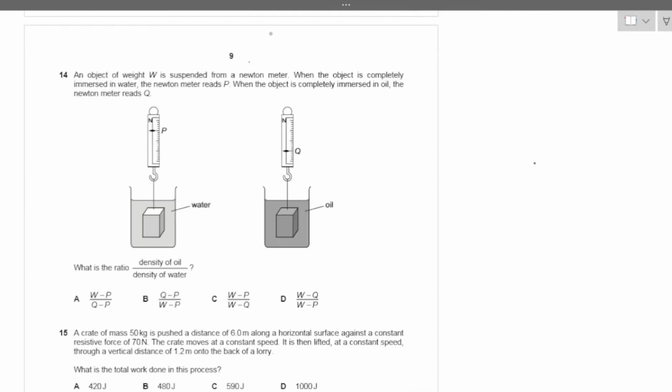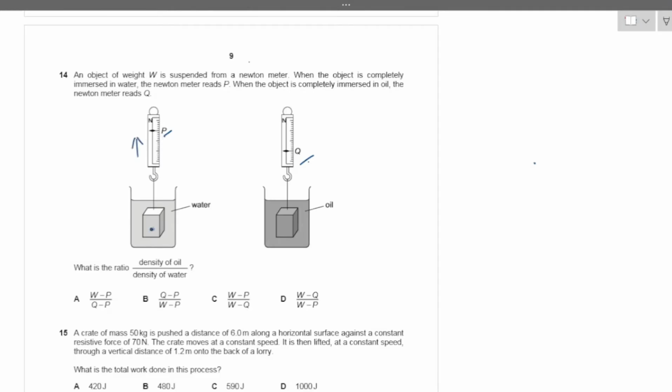Question 14. An object of weight W is suspended from a Newton meter. When the object is completely immersed in water, the Newton meter reads P. When the object is completely immersed in oil, the Newton meter reads Q. What's the ratio of the density of oil over the density of water? All right, so Q and P are some forces, right? The force would be upwards.